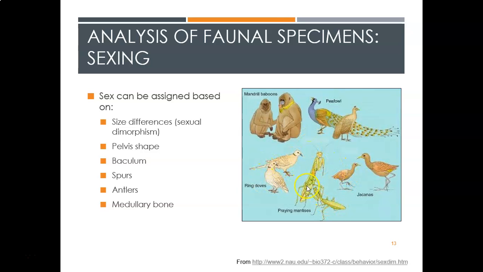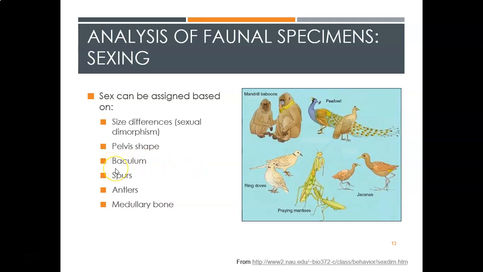Praying mantises, we have sexual dimorphism in terms of size. Birds, lots of examples, right? Ring doves and jacanas also have pronounced sexual dimorphism as well. We can look at pelvis shape, particularly in mammals. Pelvises in females tend to be much larger and wider than in males to facilitate pregnancy, labor, and delivery of the fetus, of the infant.